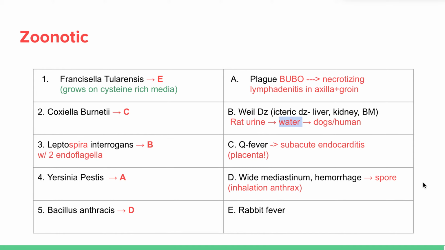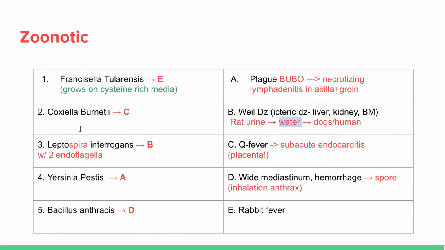Okay, so Francisella grows on cysteine-rich media. That's how they usually like to describe this in the question stem. And this gives us rabbit fever. Coxiella gives us Q fever. And remember, it can spread through placenta of cows and cattle. And what you see with Q fever is subacute endocarditis.